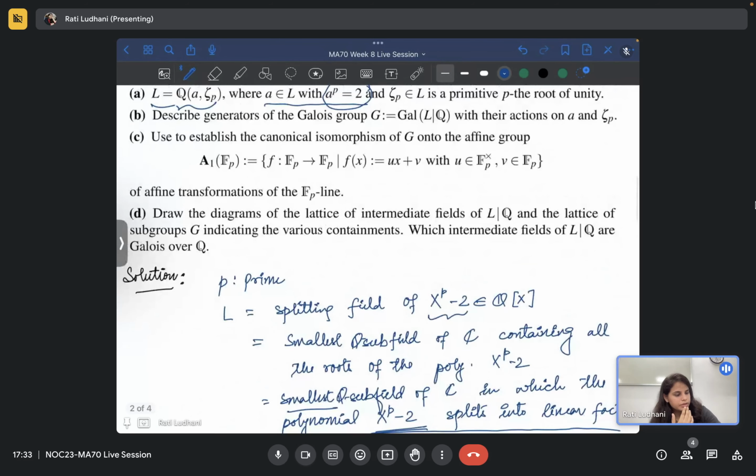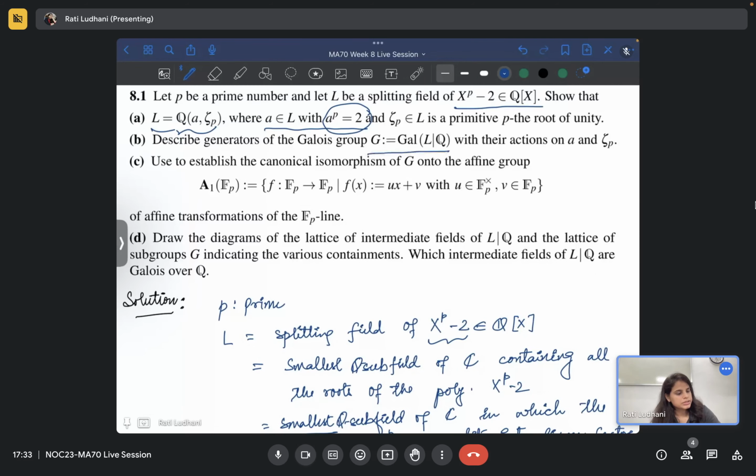So now we have to prove the B part. Describe generators of the Galois group G equal to Gal(L over K), with their action on A and zeta p. So what we need to figure out is what the Galois group G is, which is Gal(L over K).